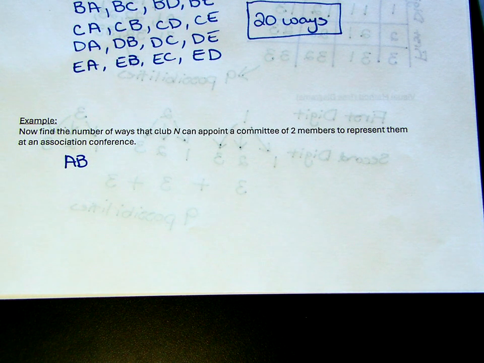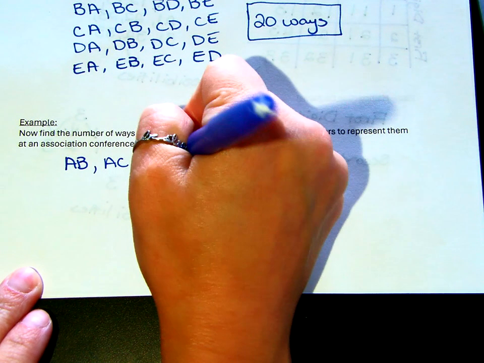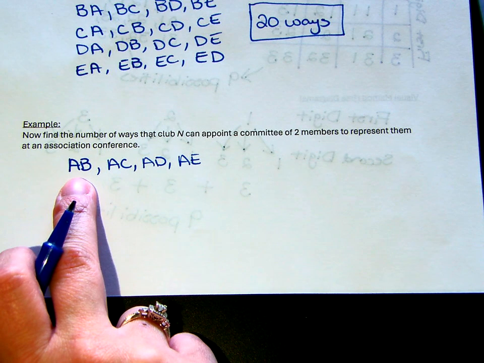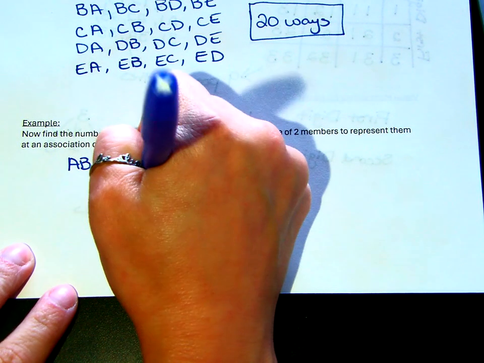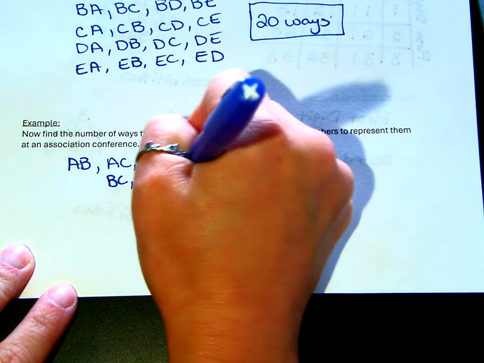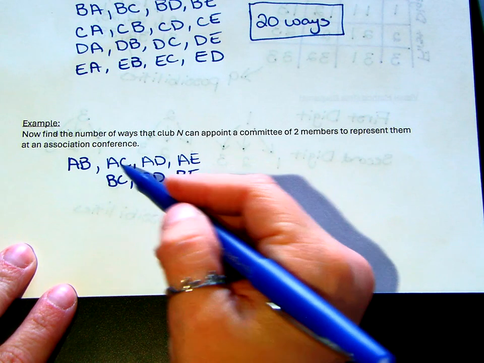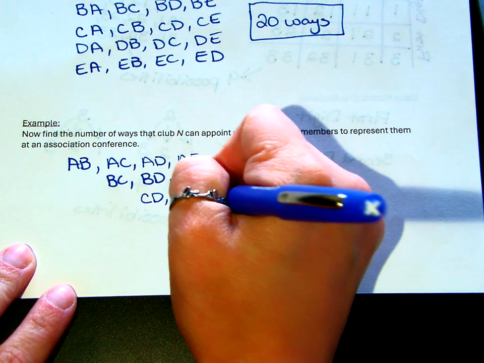So I'm going to pair up all of my A's first, because A could be in the committee with B, A could be in the committee with C, or with D, or with E. And then I go to B's. B could be in the committee with A, but I already wrote that down, so I'm not going to write it again. So B could be in a committee with C, or D, or E. Same thing with C. I've already written C with A and C with B. So C could be in a committee with D, or C could be in a committee with E. And then D could be in a committee with E.